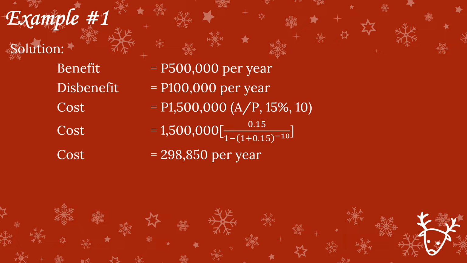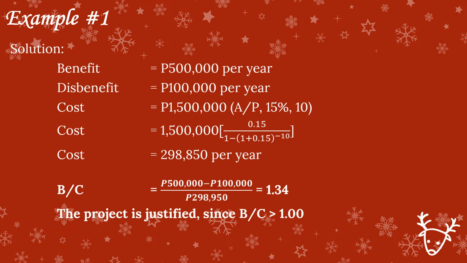Therefore, you will have a cost of 298,850 per year. So substituting this benefit and cost into your formula, you will get a benefit cost ratio of 1.34. Therefore, your conclusion, or the answer to your problem, is that the project is justified since it is greater than 1. Okay?